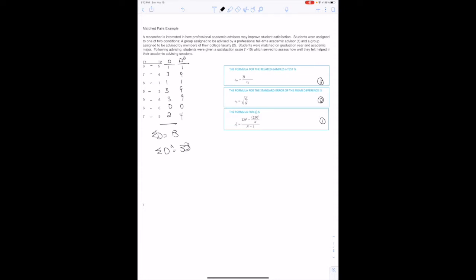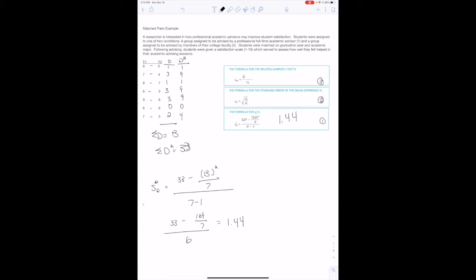So we're just going to use this formula that's labeled 1. S squared D, the variance of the difference, is sigma D squared, which we've calculated to be 33, minus sigma D quantity squared, or 13 squared, divided by N. I remind you that the N here is the number of pairs of scores, so that's 7, all divided by 7 minus 1. So that is 33 minus 169 divided by 7, all divided by 6. And that gives us a value of 1.44. So I'm just going to pop that in here to keep track of it, okay?